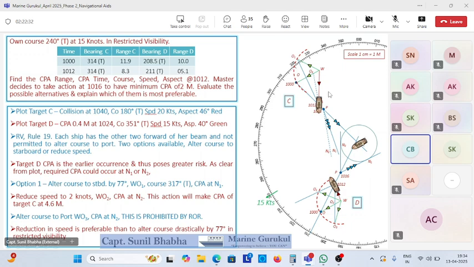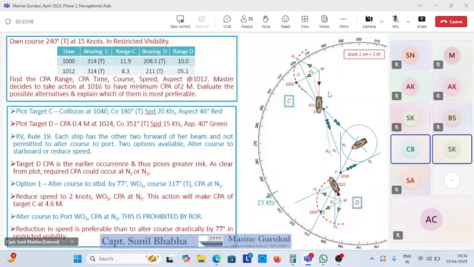You can visualize it very easily. If you stop your ship here, target Charlie will go on its way, Delta will go on its way, both will cross from your bow and your track will become clear. Let both of them cross and then proceed ahead. आई थिंक सर इसमें बेटर ऑप्शन होता कि हम ये टीसीपीए कैलकुलेट करते नया वाला और वो कंपेयर करते. Okay, you can do that.